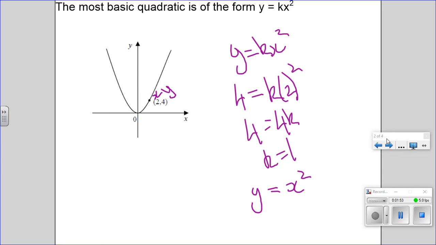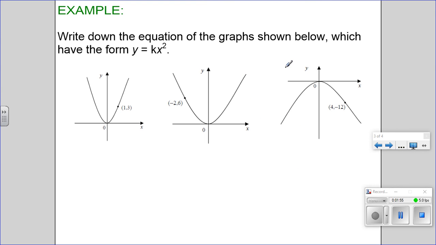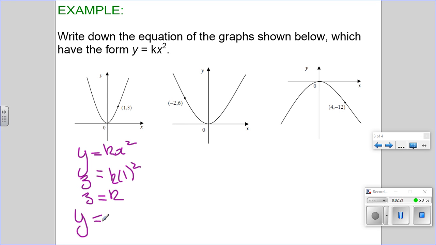So let's move on and look at some different ones. We're going to write down the equation of the graph shown below, and they all have the form y equals kx squared. Okay, so let's go y equals kx squared. And this time we'll be given 1, 3, so I'm going to substitute in 3, and I'm going to have k times 1 squared. 1 squared is 1, so I'm basically going to end up with 3 is equal to k. So that's my value for k, so then my equation is y equals 3x squared.